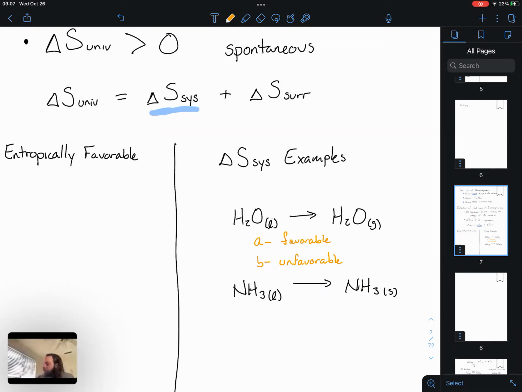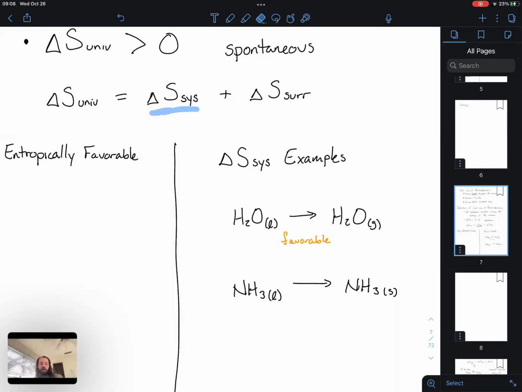All right, and again, what you want to ask yourself is, does going from a liquid to a gas create a more disordered state or a more ordered state? If it's a more disordered state, that would be considered entropically favorable. If it's a more ordered state, then it's entropically unfavorable. All right, so going from a liquid to a gas is indeed entropically favorable.